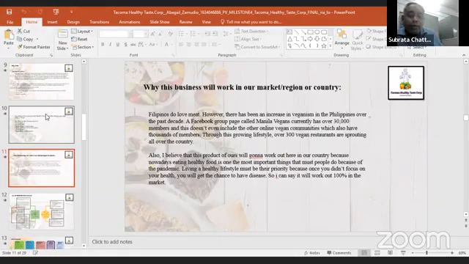And they believe that their product is going to work, because nowadays eating healthy food is one of the most important things that most people do because of the pandemic. Living a healthy lifestyle is the priority. So by their analysis, they say that it will work out 100% in that market.